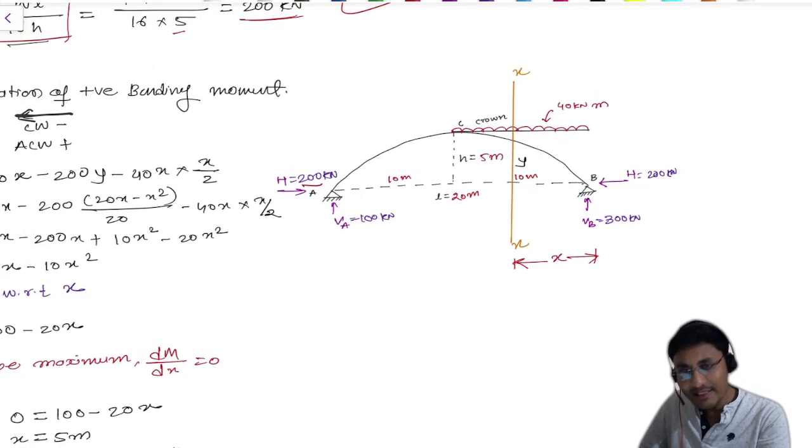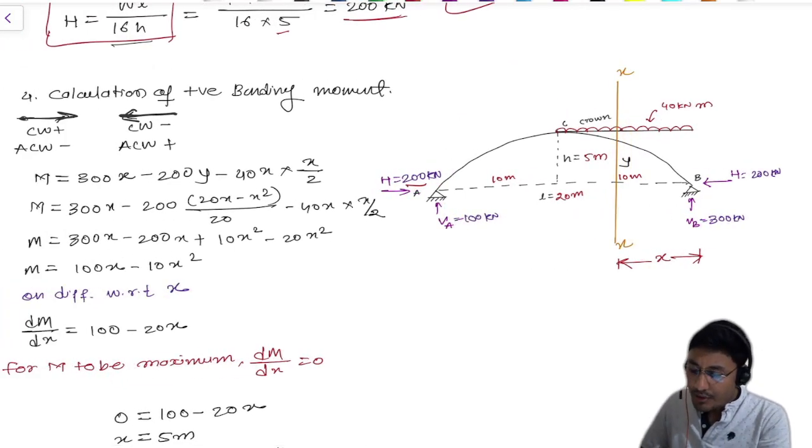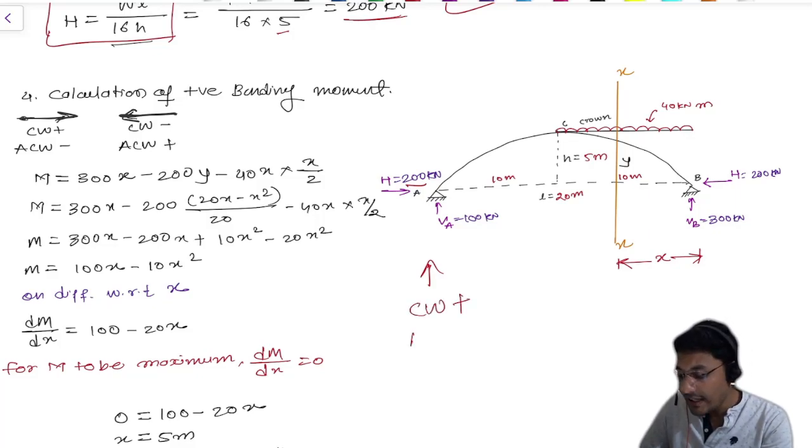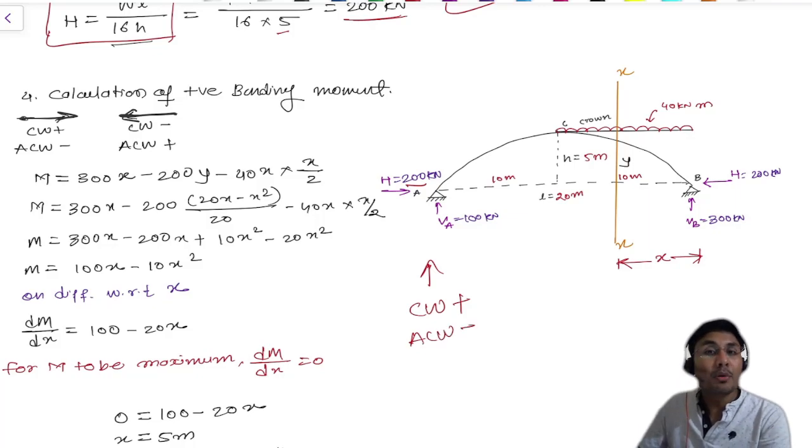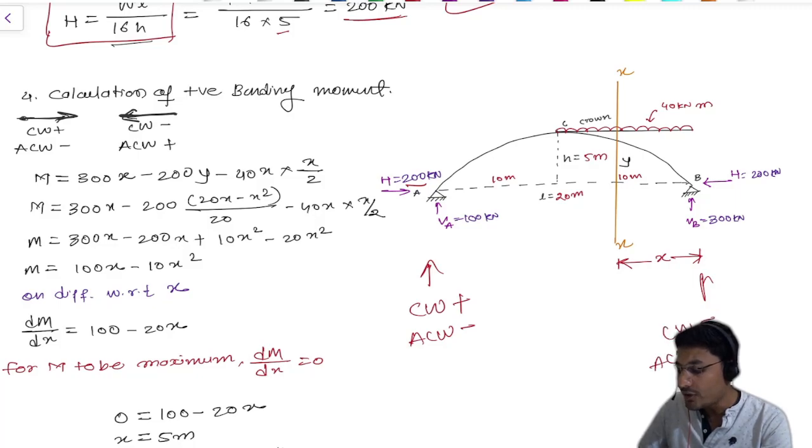To calculate this bending moment, we also need to understand the rotation signs. When you are taking moment at this point, clockwise moment will be positive and anti-clockwise moment will be negative. In most scenarios in your examinations, you do these calculations wrong because of the sign conventions. At this point, when you are taking moment, clockwise will be negative and anti-clockwise will be positive.